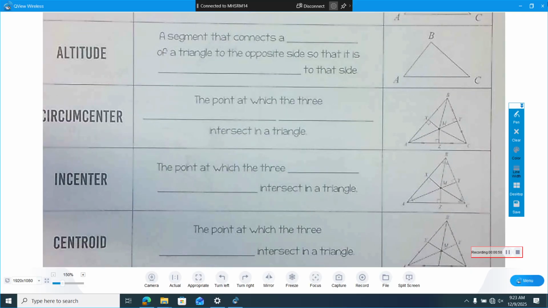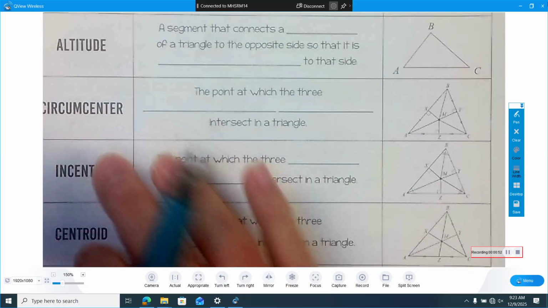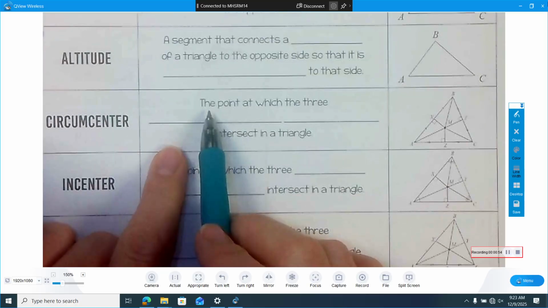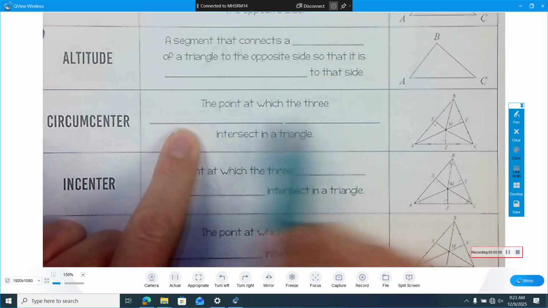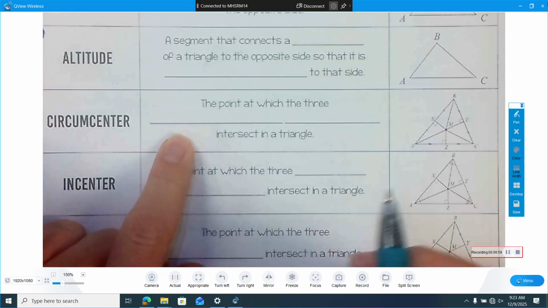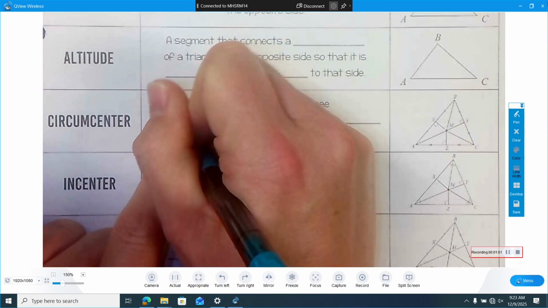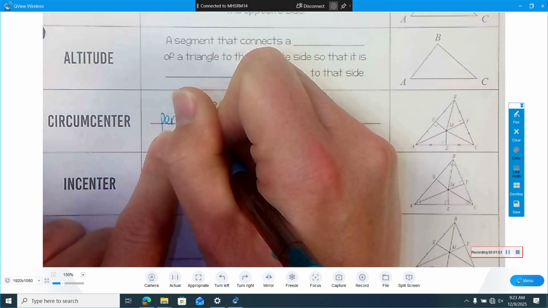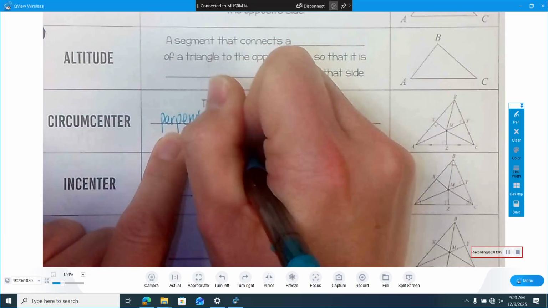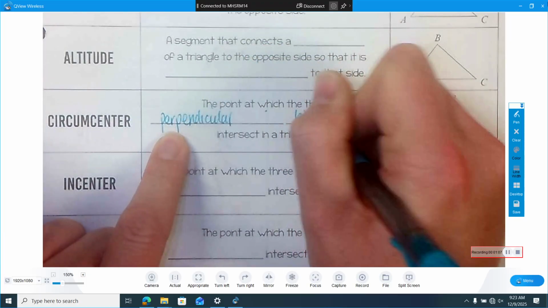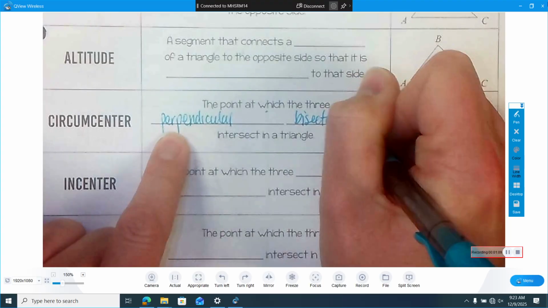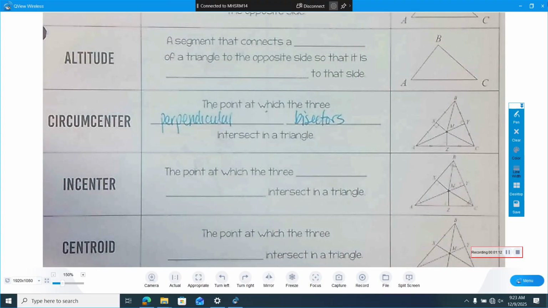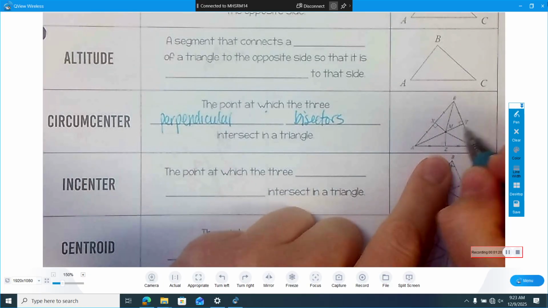Okay, so once again, we talked about circumcenter and incenter yesterday. So the circumcenter is the point where three whats intersect? Perpendicular bisectors. Perpendicular bisectors intersect in the triangle. Now, what this created was a whole lot of interesting stuff going on. And so the perpendicular bisectors, I'm going to highlight in blue.